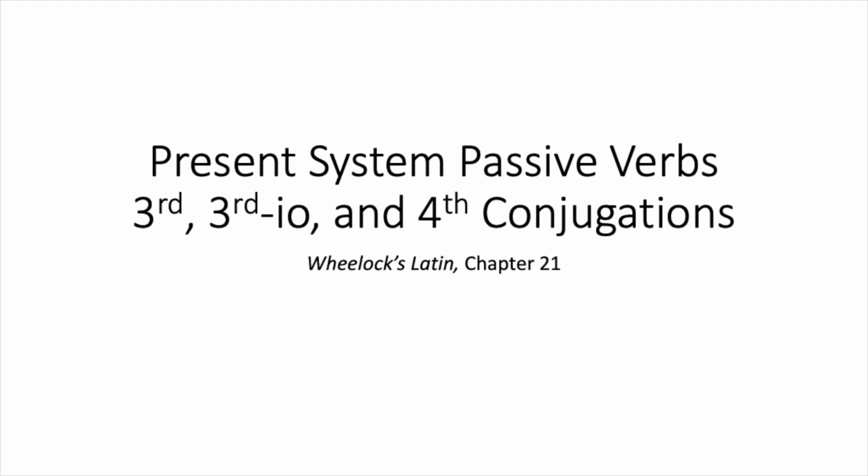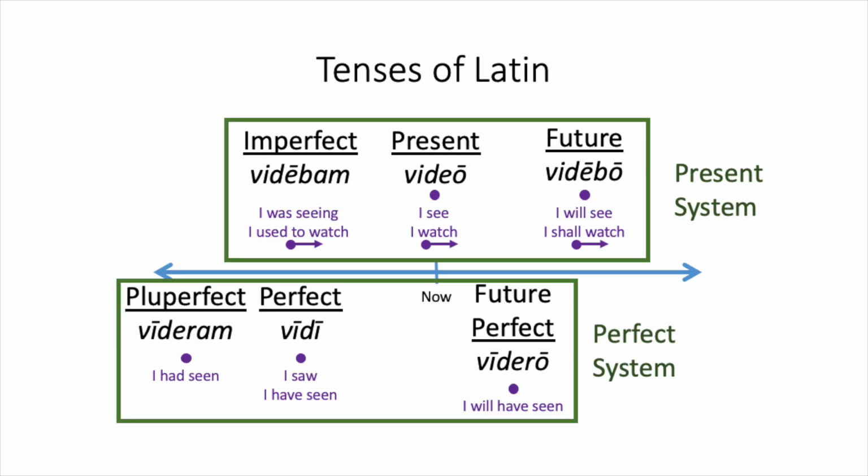This video is going to teach you about the present system passive verbs of the third, third-io, and fourth conjugations. So let's review a little bit about what those mean and then dive into our new verb forms. The present system is the present, imperfect, and future tenses.